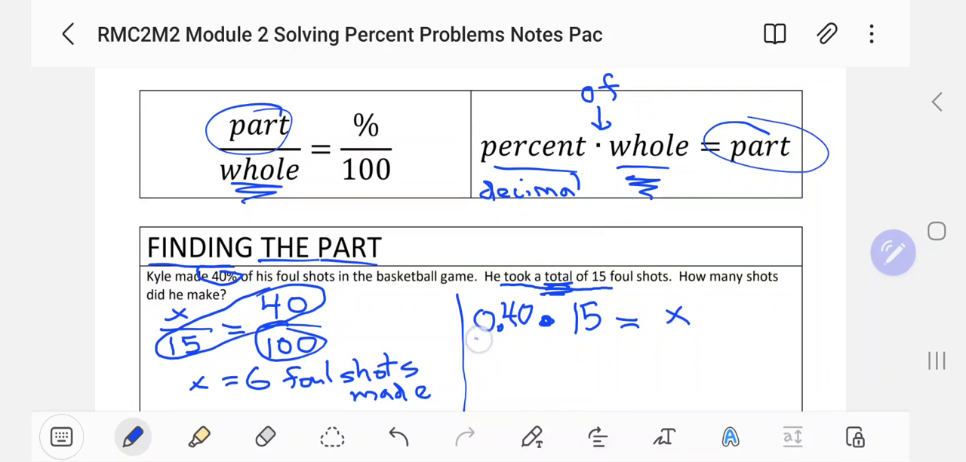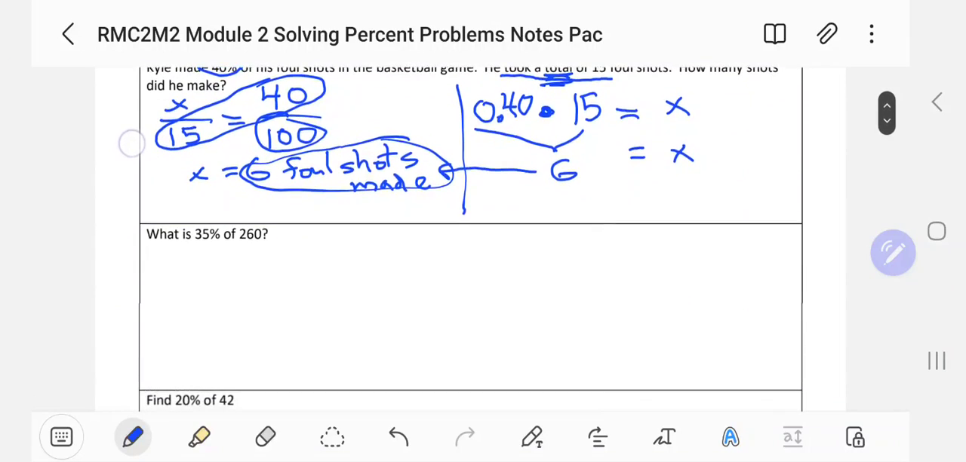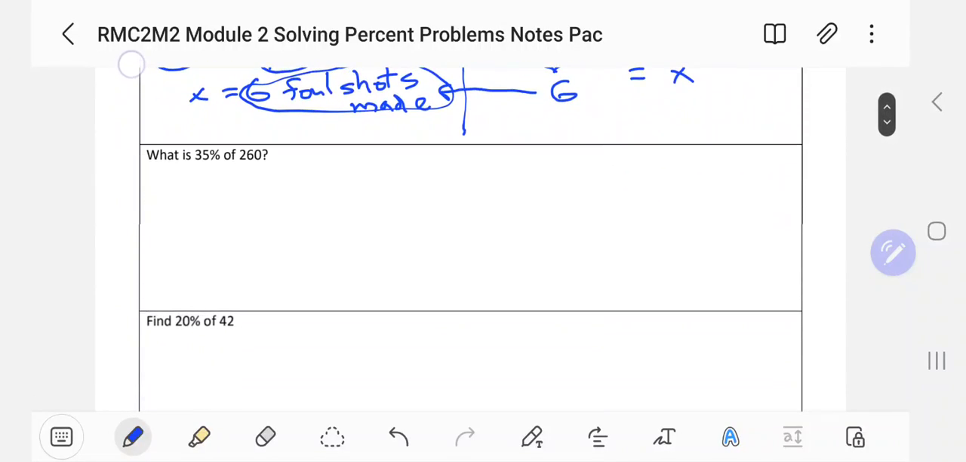All right, well, we just multiply those. And when you type that into your calculator, it comes to, guess what? 6. Yes, it did. All right, so you got 6 foul shots made. All right, so that's our final answer. Hopefully, you're getting the hang of it already on just our first example. Okay, let's go to the next one.